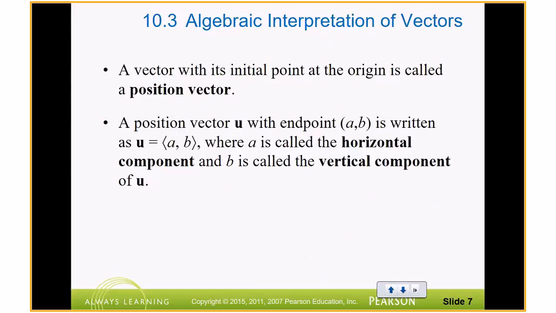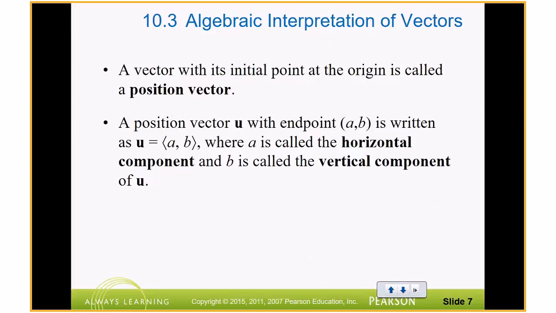A vector coming from the origin is called a position vector. Now you're going to hear that a lot in Calc 2. So make sure you write that down and put it to memory, because the Calc 2 instructor is going to think, okay, they know what a position vector is. And that is a vector that comes from the origin. Now your polar coordinates are like position vectors.